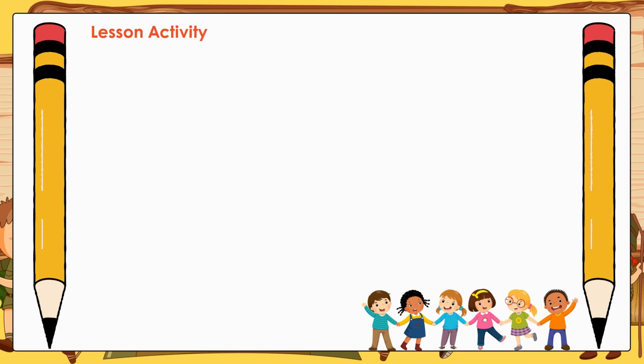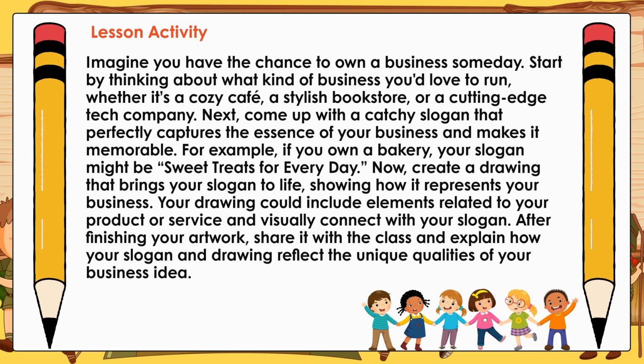For our lesson activity, imagine you have the chance to own a business someday. Start by thinking about what kind of business you'd love to run, whether it's a cozy cafe, a stylish bookshop, or a cutting-edge tech company. Next, come up with a catchy slogan that perfectly captures the essence of your business and makes it memorable. For example, if you own a bakery, your slogan might be "Sweet treats for every day."